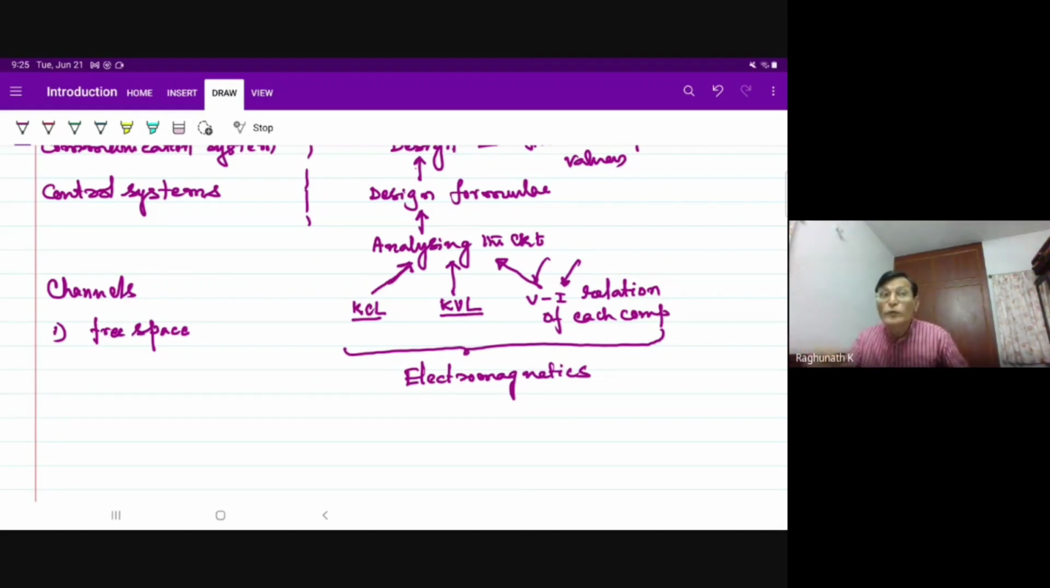And whenever I talk about this free space, I have to use electromagnetic wave to carry information from transmitter to receiver through free space. Maybe in the course of time, electromagnetic wave may go through not only free space, but also subsurface communication, oceanic communication, submarine communications, and all. They are not free space communication systems.